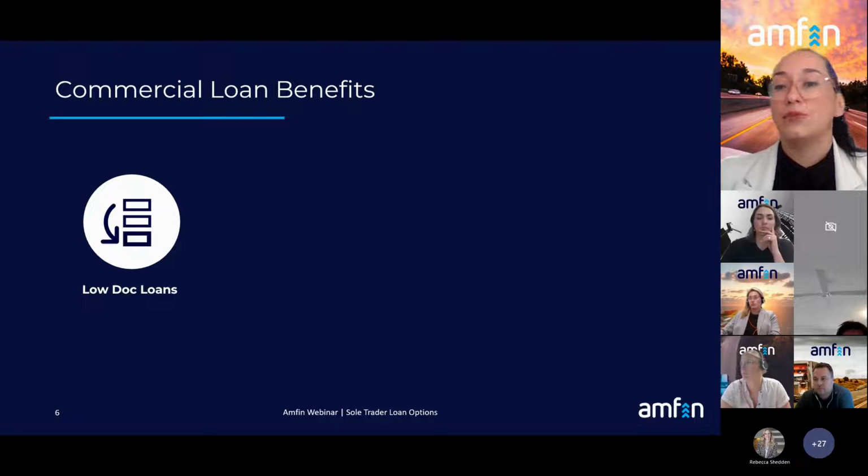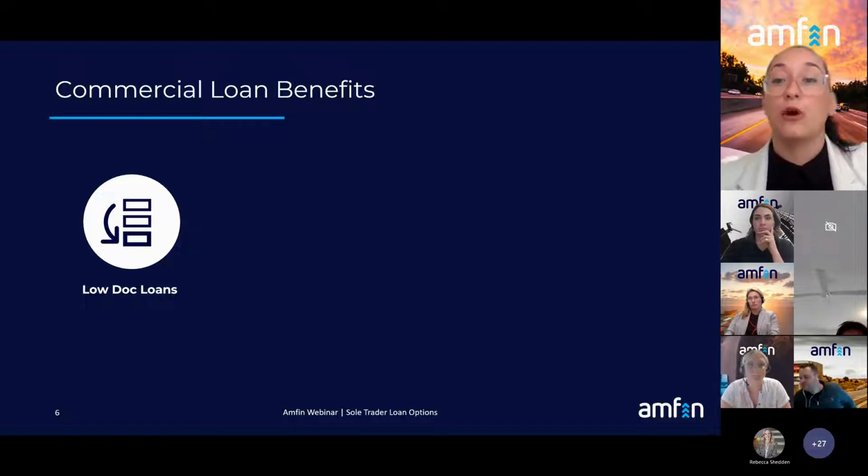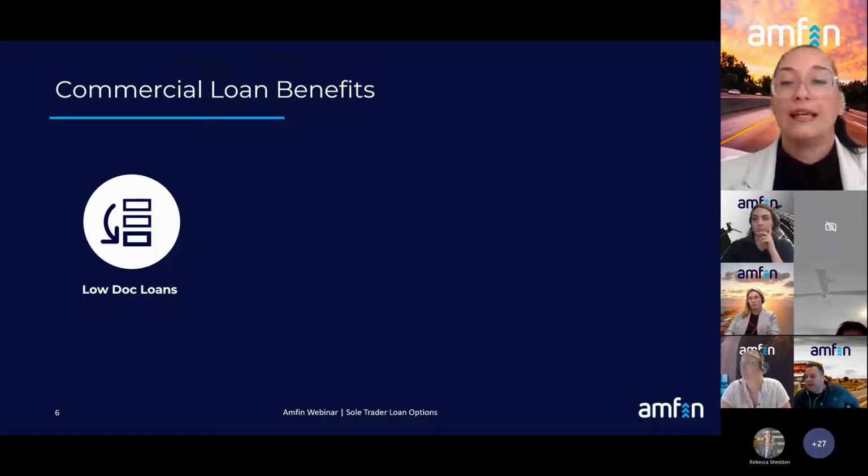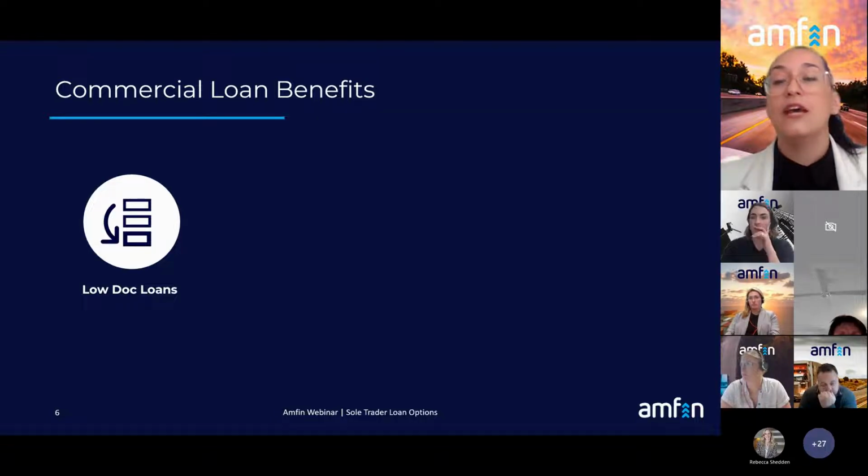Low doc is something that I'm sure a lot of you are familiar with, but to summarize, for assets under 150,000 in total borrowing amount, we can take advantage of an easier and smoother process for a business to borrow money with ease. The key thing with low docs is that they don't require full tax financials from the business. It's based on bank statements and incoming cash flow. So this is much simpler than having to provide full profit and loss statements, which the sole trader may not have as yet.